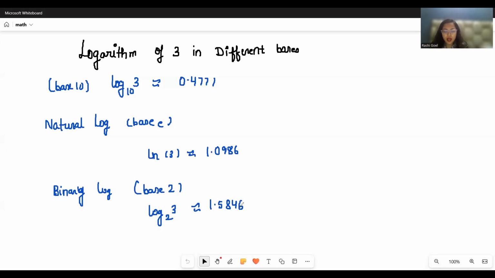So we can see that when the base changes, the value changes. And we can see how the value depends on the base. In different cases, the values are different.